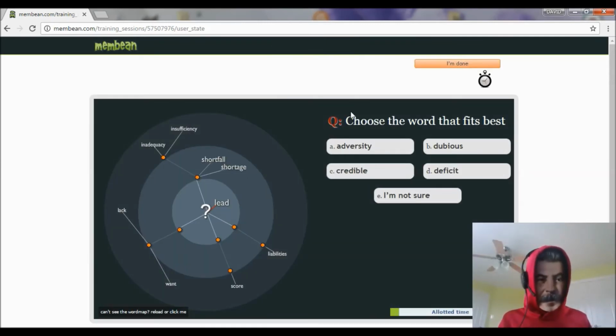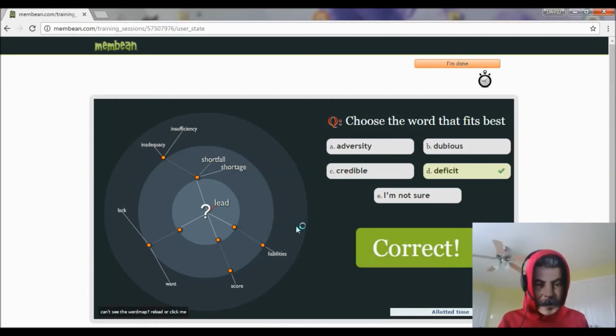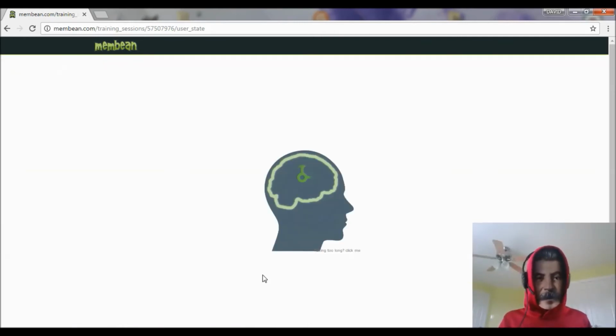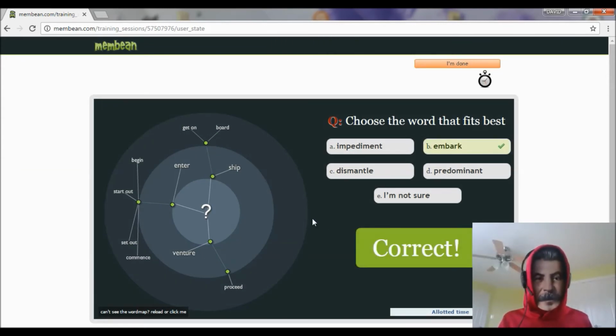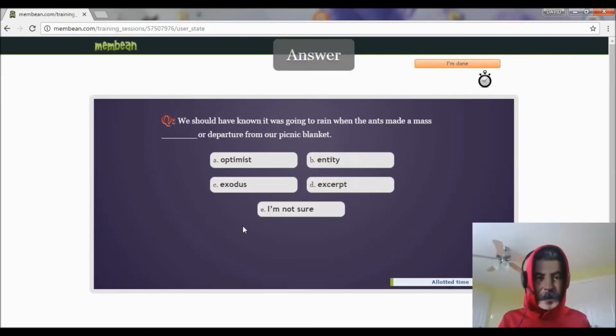Choose the word that fits best. Deficit. Choose the word that fits best. Embark. That is the answer.